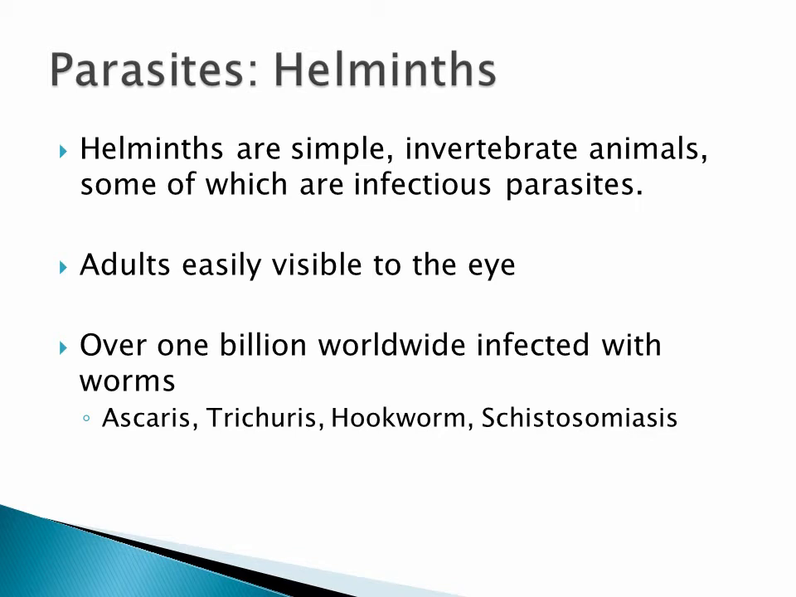Early disease symptoms include vomiting, diarrhea, and fever, but later symptoms include intense muscle pain because the larvae grow and mature in those tissues. Fatal cases often show congestive heart failure and respiratory paralysis. And it's interesting to know that over 1 billion people worldwide are infected with various forms of worms.